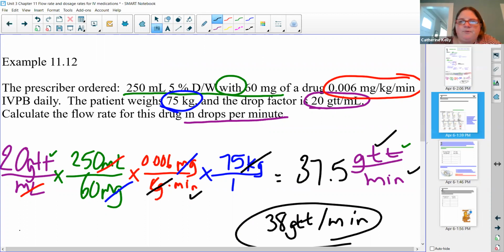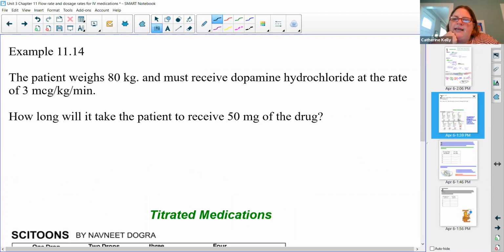Sweet. What's next? The patient weighs 80 kilograms and must receive dopamine hydrochloride at the rate of 3 micrograms per kilogram per minute. How long will it take the patient to receive 50 milligrams of this drug?